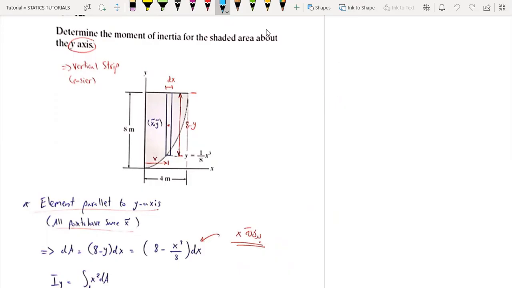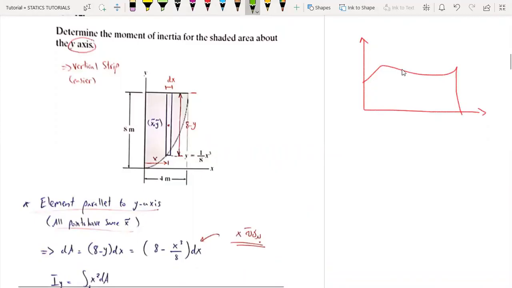Just as a quick review, the moment of inertia measures the resistance of a body to rotation. In general, if we have an irregular shape, we can't use the direct equations. We should take a strip, a differential element. Let's say it is dx. Here is our differential element dA, and here is our function y in terms of f(x).